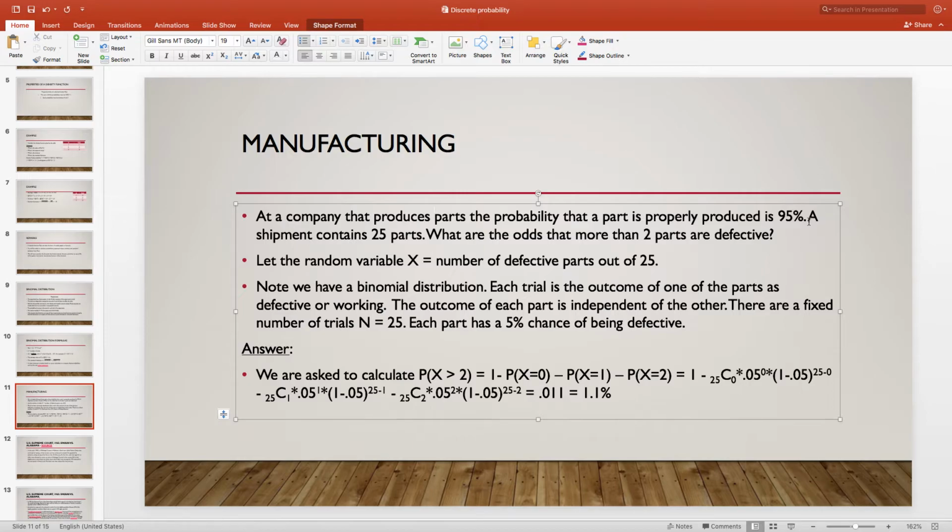So I'd like to point out here, the outcome of each part is independent. One part's outcome doesn't affect the other. We have a finite sample size or trial of 25 parts, and we have a probability p that's 95%, and this 95% is calculated by company records. They should be doing quality control on if their parts are defective or not.